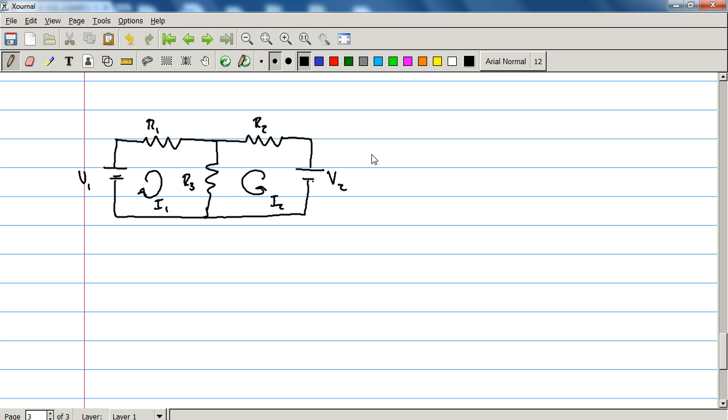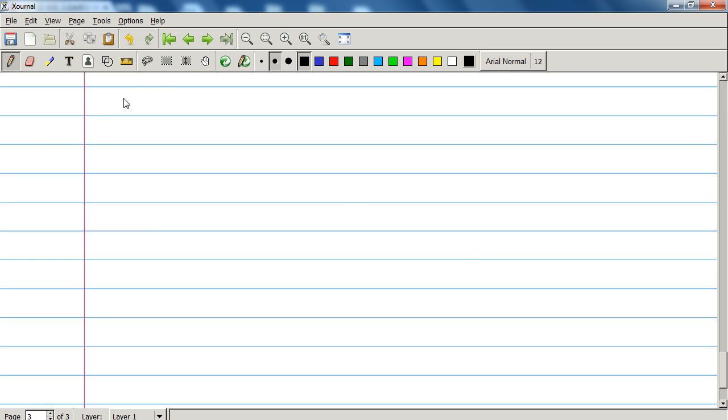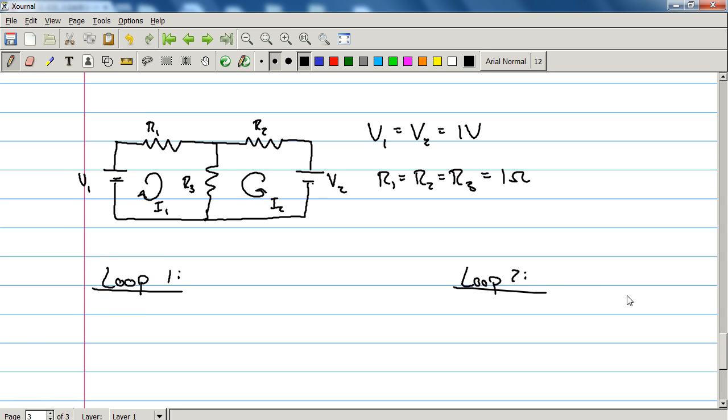So with that, let's give some values. We'll make V1 equal to V2 equal to 1 volt, and R1 equal to R2 equal to R3, and we'll just make them 1 ohm. Okay, so again, we have 2 loops, so we need 2 equations. So loop 1 and loop 2. V1 has to equal I1 R1 plus, remember we've got a mesh here, but now the meshes are moving in the same direction. They're both moving down R3. So I just add them. So I1 plus I2 times R3.